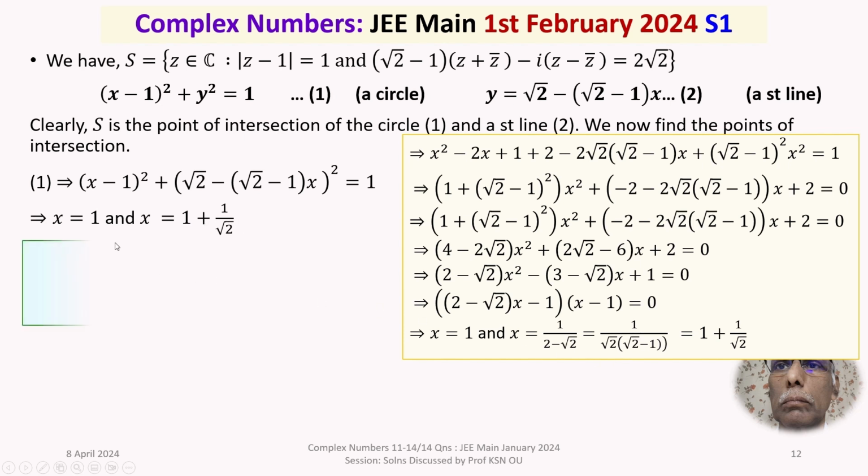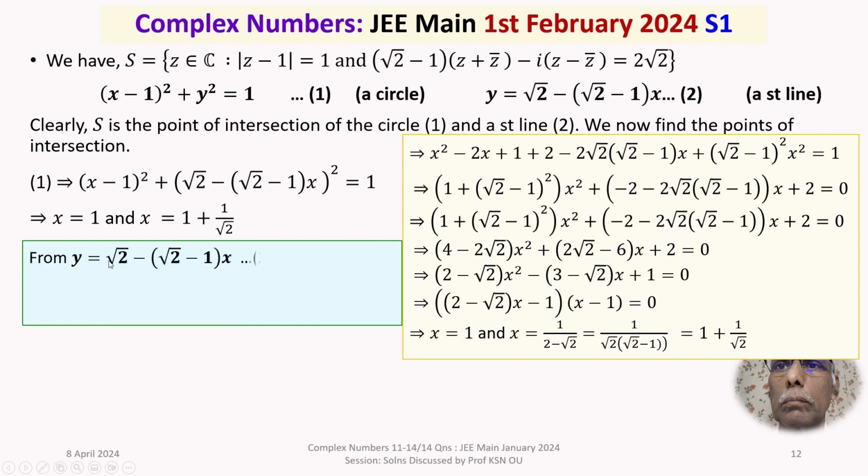So let us take x is equal to 1. From the straight line equation, put x is equal to 1. Then y value will be 1. Put the other value of x. Then the y value is 1 by root 2. So what are the points of intersection? That means this circle and this straight line, they are intersecting at 2 points. And what is S? S is the set of points of intersection of the circle 1 and straight line 2. That means S precisely contains only 2 points.